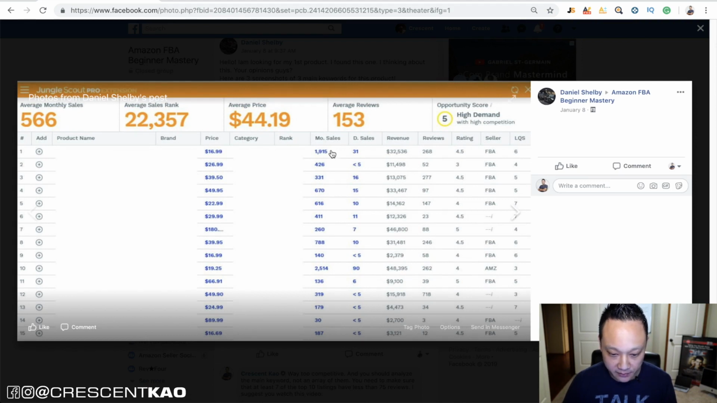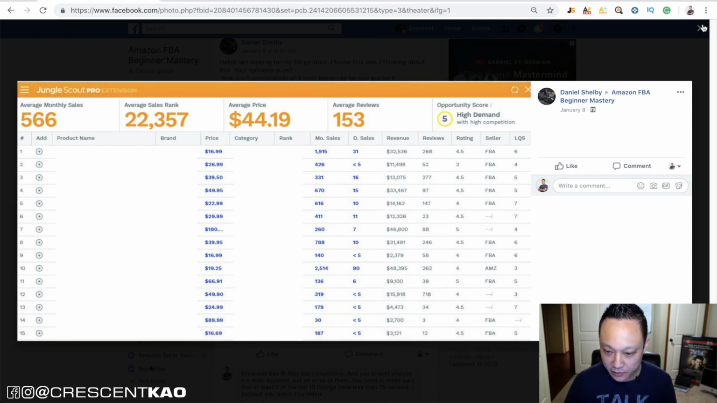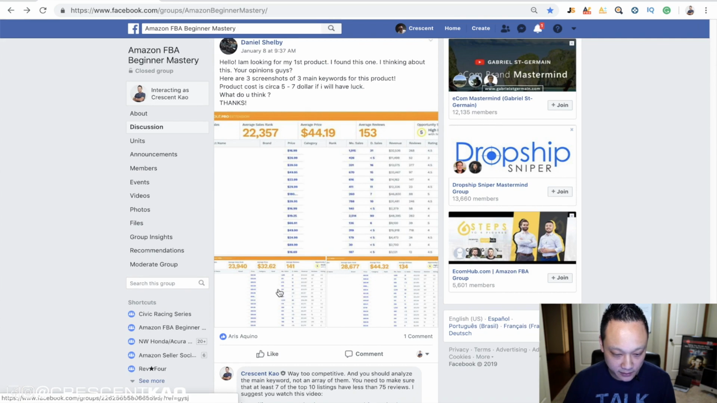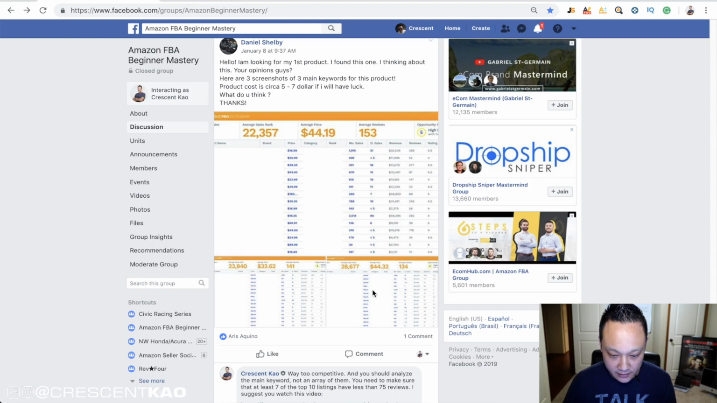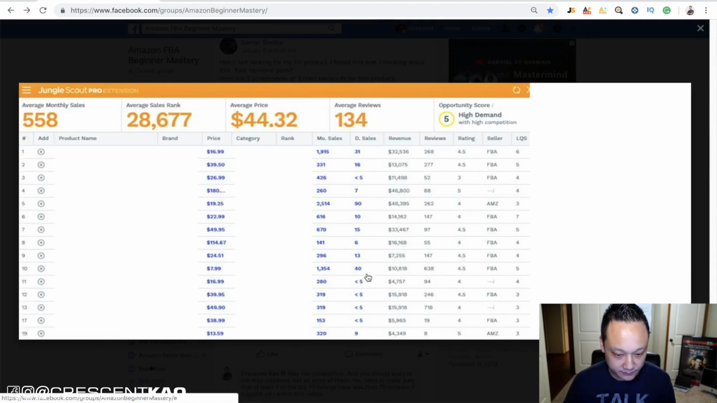Price point looks good. Monthly sales isn't too bad. And the reviews is 1, 2, 3, 4, 5. You know, it's borderline too competitive. Let's take a look over here. The second one, price point is good. Sales is good. And again, 1, 2, 3, 4, it's too competitive. And then the last one here.